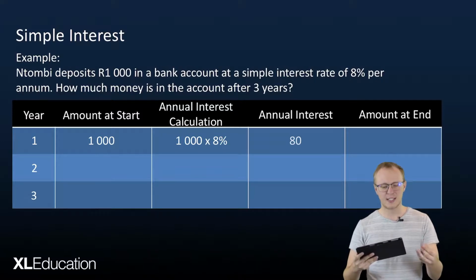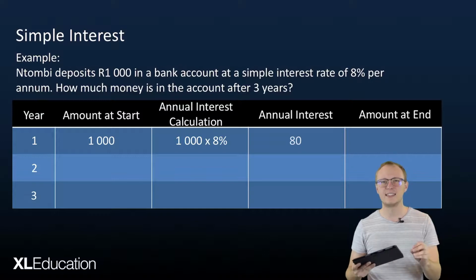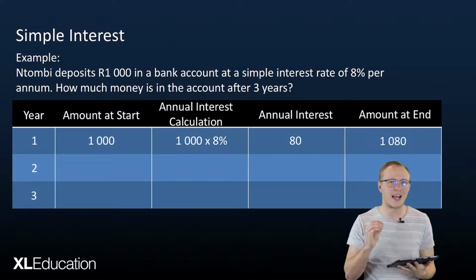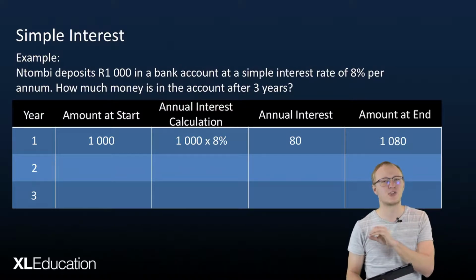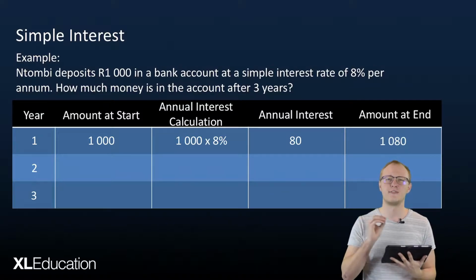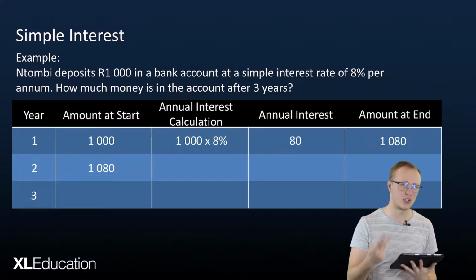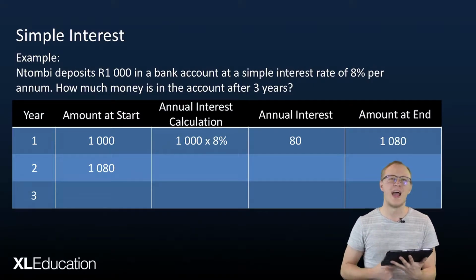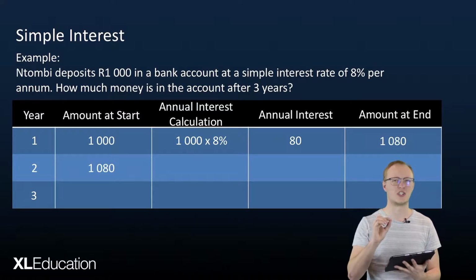So the rent that Ntombi receives for the use of her money is 80 Rand for the duration of that year. So the amount that is in the account at the end of the year is the amount at the start plus the interest that she has earned. So she has 1,080 Rand at the end of year 1. Now, the money she has at the start of year 2 is the same that she had at the end of year 1, 1,080. And then for year 2, we must again calculate the interest that she earns.